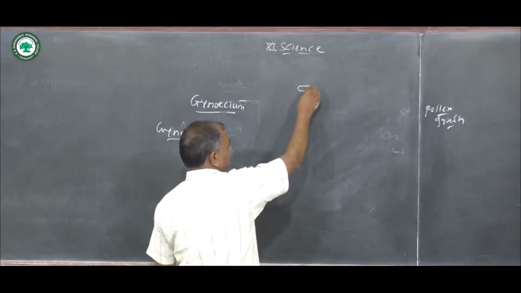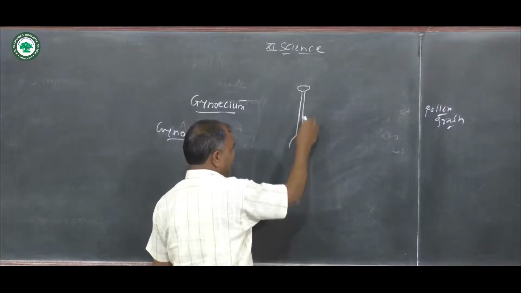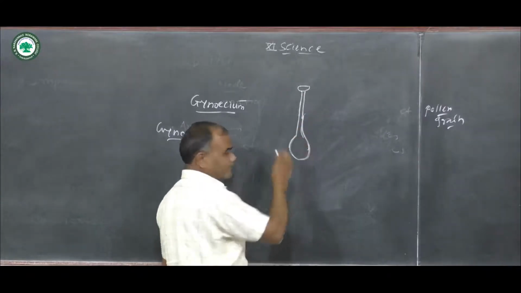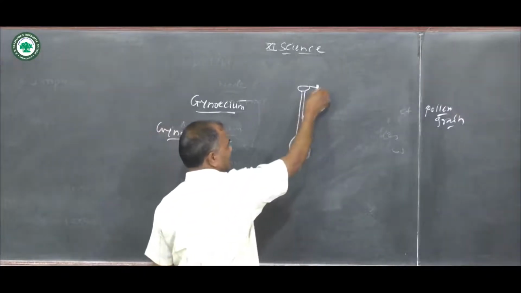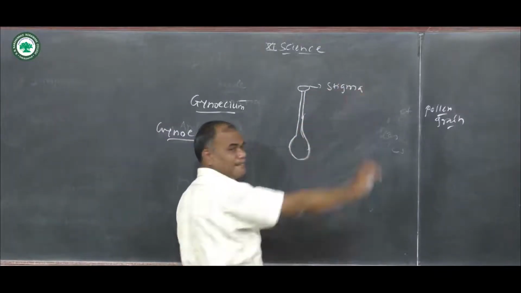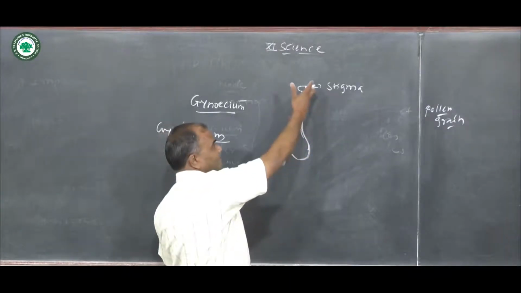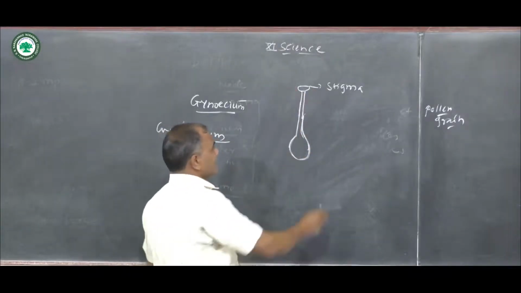These are the gynoecium. See what the structure of it is and which parts it is divided into. The upper part is known as the receiver. It is also known as the stigma. These are somewhat sticky. When an insect visits here, the pollen grain sticks to it.